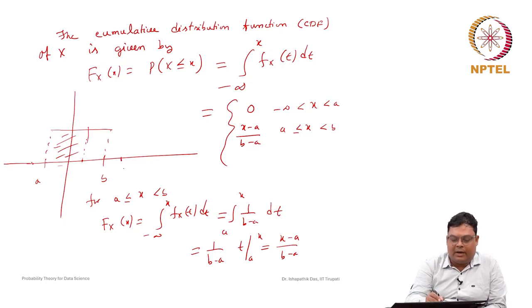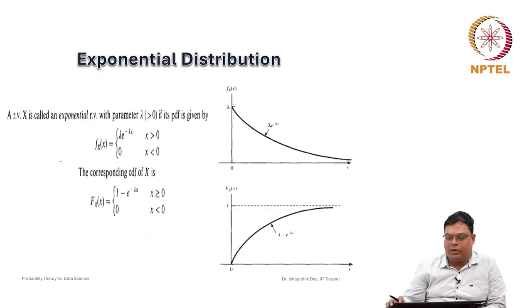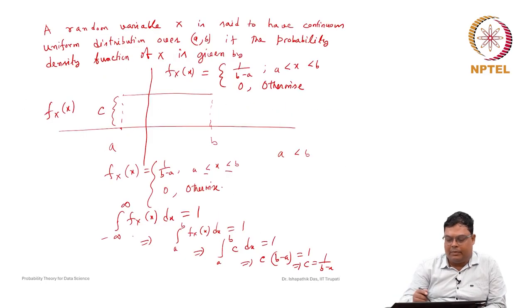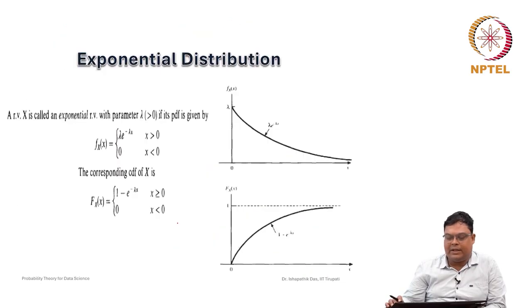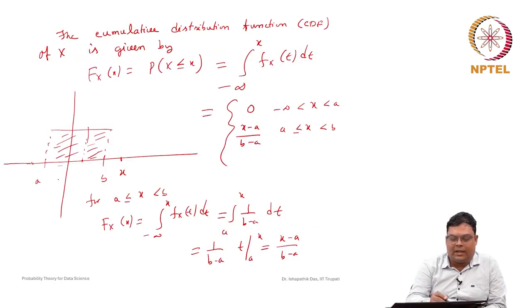Now, what will it be whenever x is beyond b? Because x is here, you are doing the integration from minus infinity to x. From minus infinity to a, the integration is 0, there is no density. Then from a to b, because it is a density function, the integration will be 1. The height is 1 by b minus a, and this area is b minus a times 1 by b minus a, which is 1. Then from b to x, again there is no density, so it is 0. So the integration will be 1 for any x greater than or equal to b.